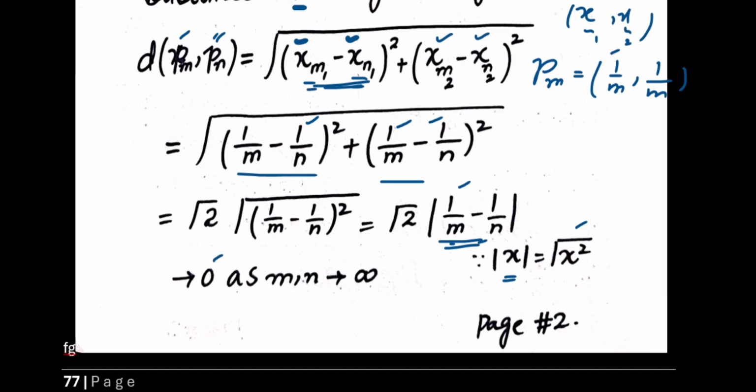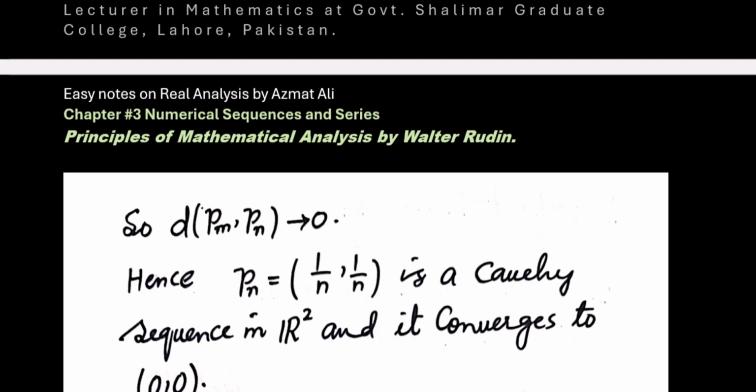Hence again your metric d approaches 0. Hence this sequence is a Cauchy sequence in R square. And to find its limit, you have to take n approaching infinity in both coordinates. This becomes (0, 0). So this is a Cauchy sequence and it converges to the origin (0, 0) in the plane.